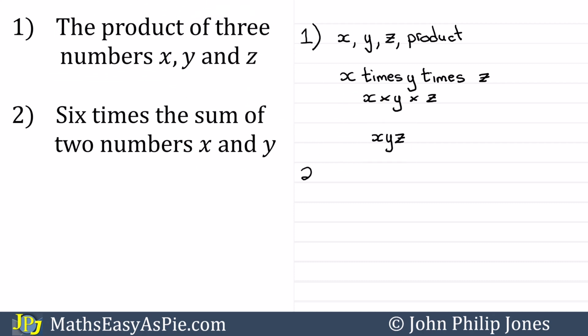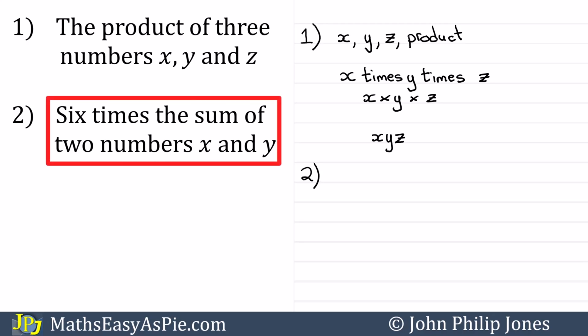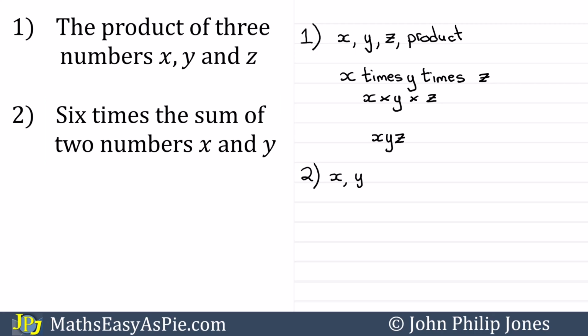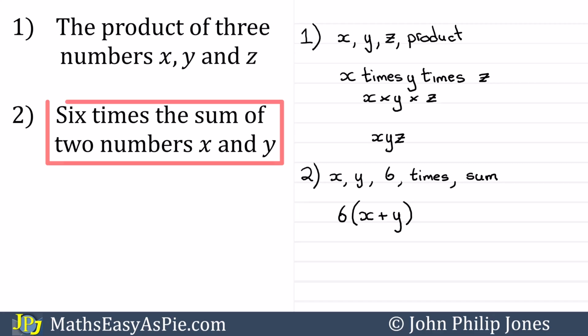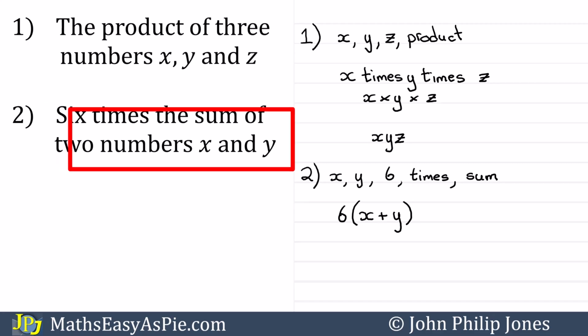So let's move on to 2, which is 6 times the sum of two numbers x and y. Looking at the text, we know we've got x, y. We've also got 6 because it's 6 times. We have times, and we also have sum, which means adding things up. If we consider the sum of x and y, this is simply x plus y. We put brackets around this because we've got 6 lots of them. 6 lots of the sum of x and y. So we can see that this text can be written in algebraic form as this here.